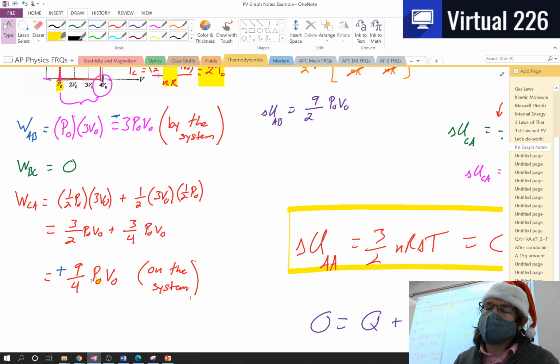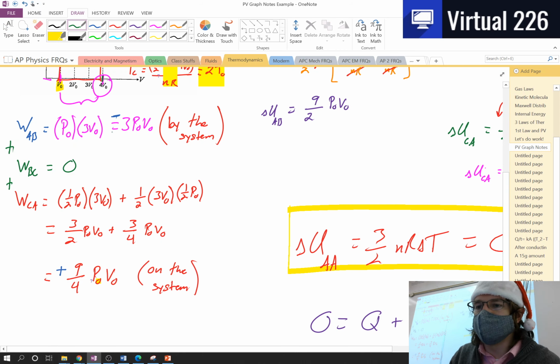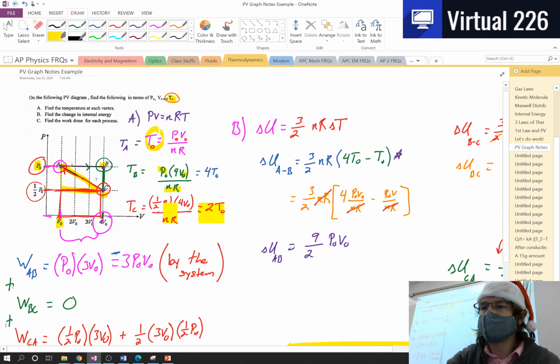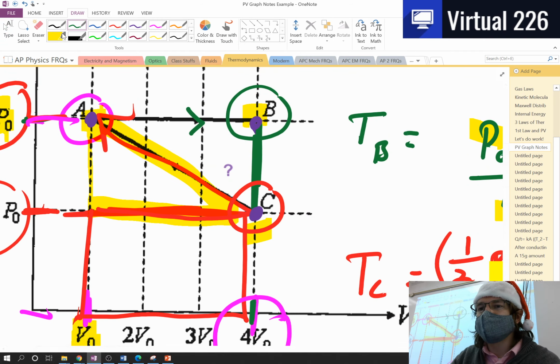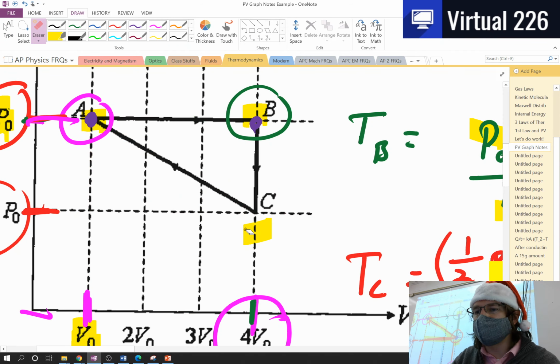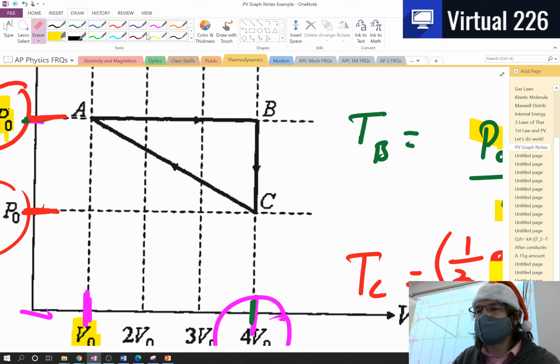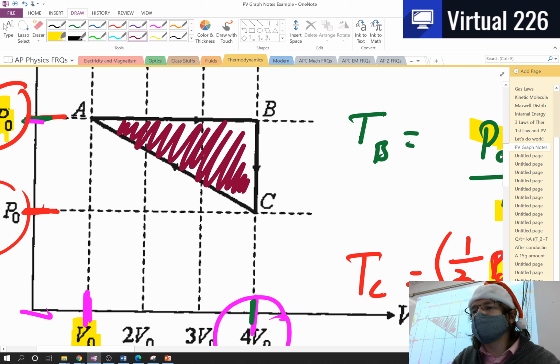Lastly, if you wanted to find the total work done by the system, you could just add all of these up. There's nothing wrong with that, except the fact that negative 3 plus 9 over 4 is kind of weird to do. Actually, it's not really that bad to do. You know, there's common denominators or whatnot. You'd get 3 over 4 in the end. But a quicker way to do it is to simply come back here and look at our diagram. We know that the total work done by the system is just going to be the area that is enclosed by the full cycle, which in our case here is another triangle, which is pretty nice.